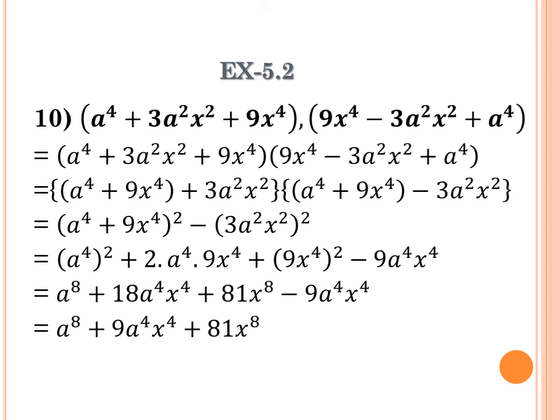So this is the desired answer, and if we write in arranged order, then we can write a to the power 8 plus 81 x to the power 8 and 9 a to the power 4 x to the power 4.